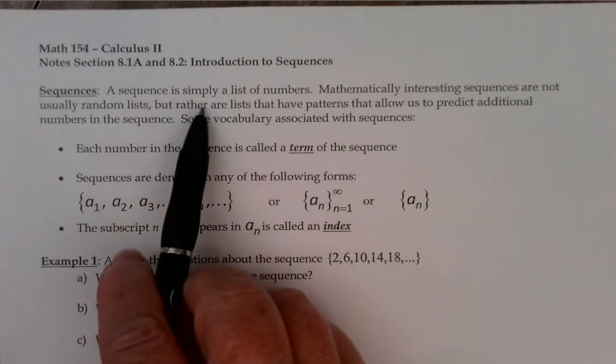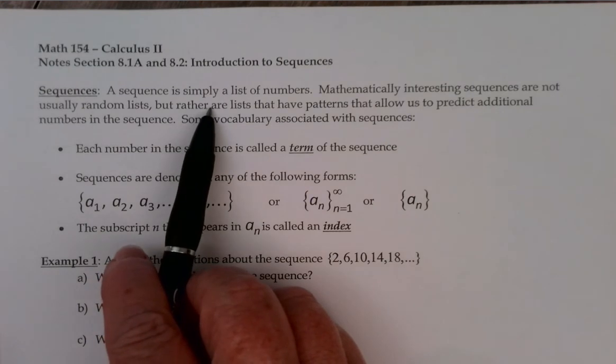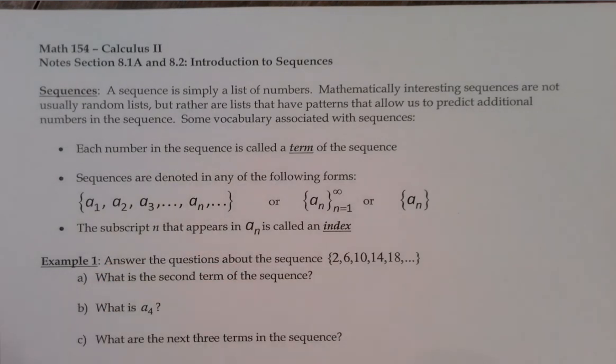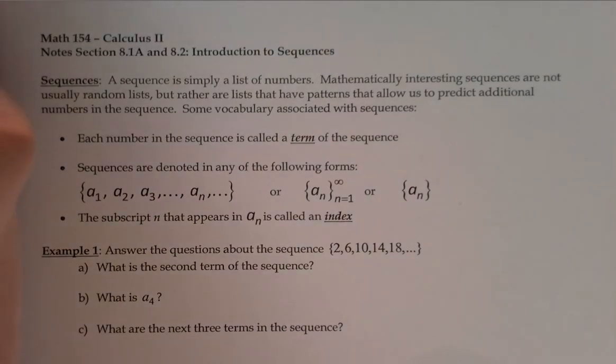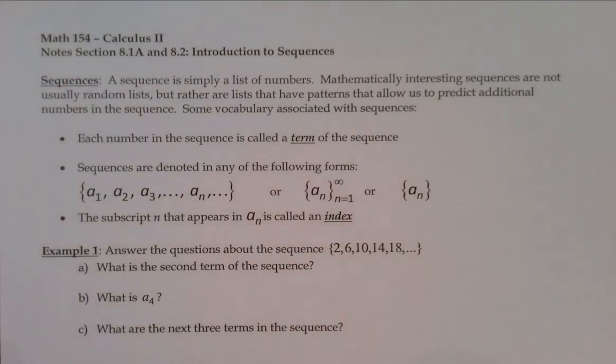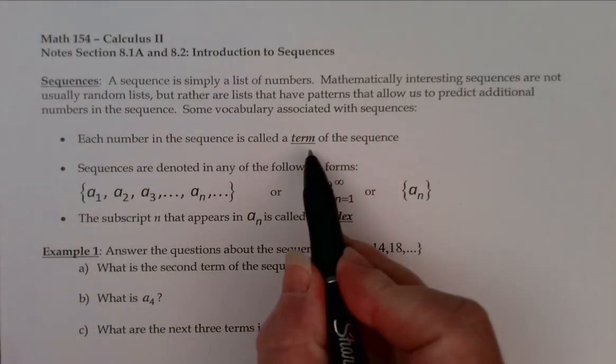A sequence is simply a list of numbers. Mathematically interesting sequences are not usually random lists. Usually they have some kind of a pattern that allows us to predict additional numbers in our sequence. A little bit of vocabulary that's associated with our sequences. First of all, each number in the sequence is called a term of the sequence.